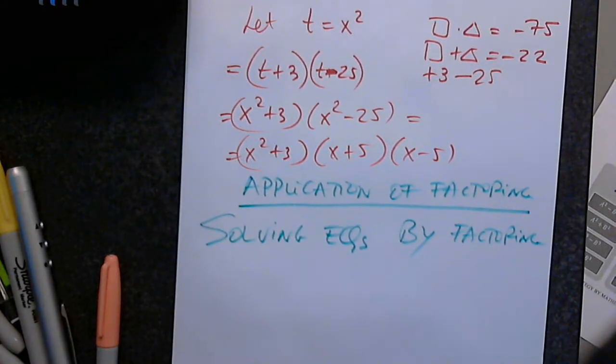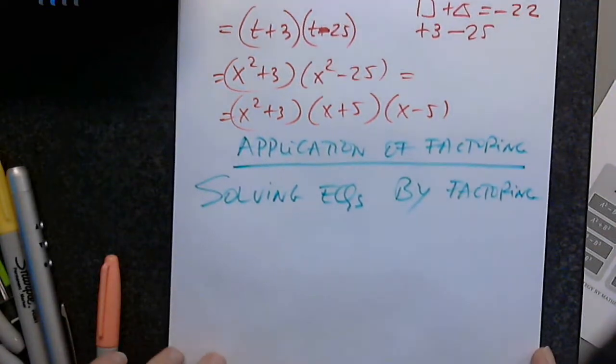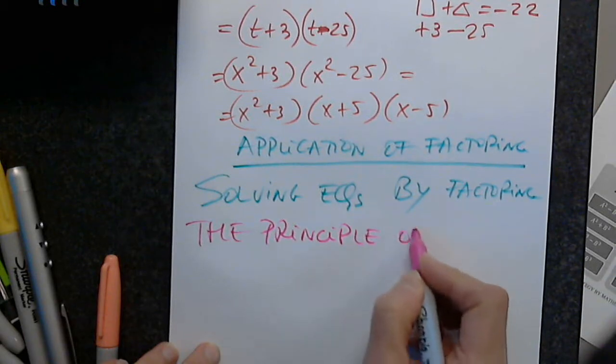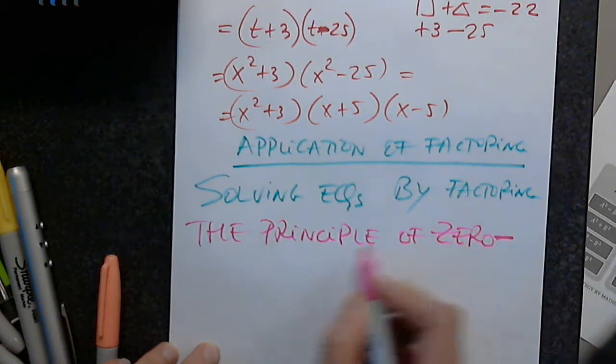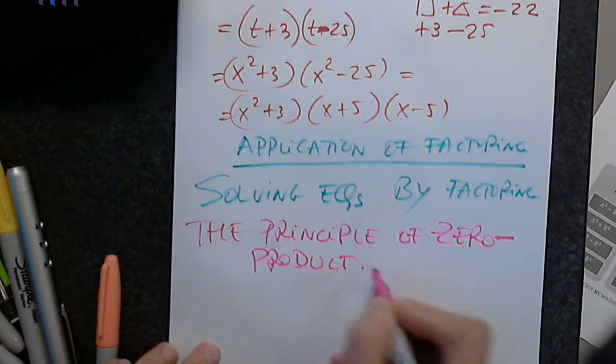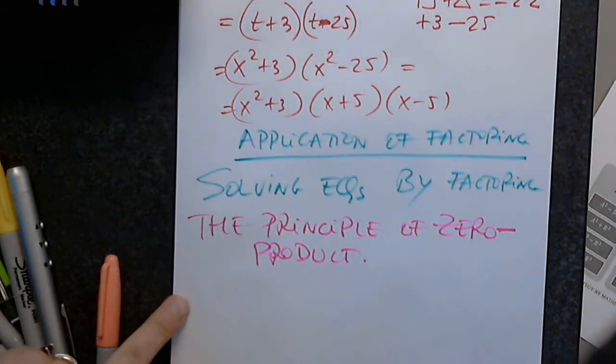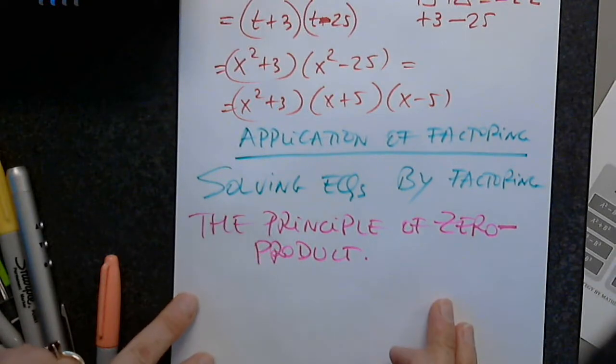Okay, in order to solve equations by factoring, we have to learn a principle first. It's the principle of zero product. In other words, I cannot solve an equation by factoring unless I know and understand the zero product principle. Okay? Good. So what does the zero product principle say?